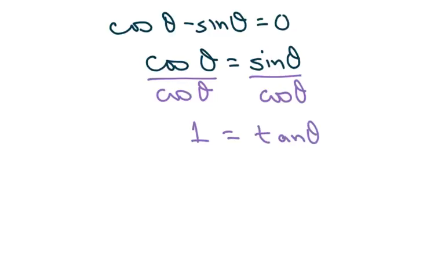Now, tan of theta equals 1 at pi over 4 and 5 pi over 4. So your solution set is pi over 4 and 5 pi over 4.